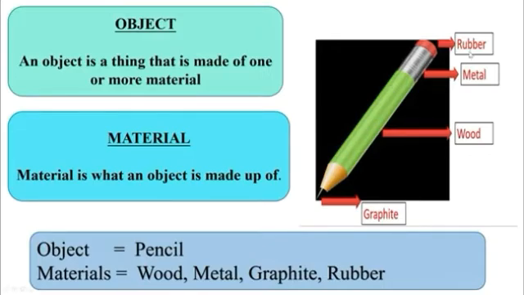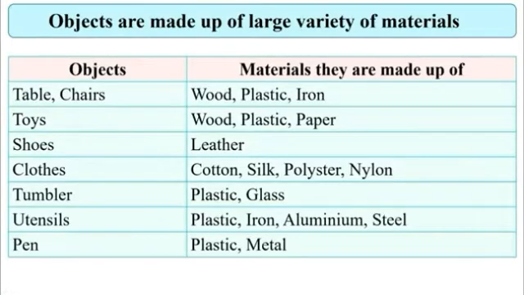Now you need to understand two important things. The first is that an object could be made up of a large variety of materials. What I mean to say is that tables and chairs could be made up of wood, plastic and iron. Similarly, utensils can be made up of plastic, iron, aluminium and steel. Even your clothes could be made up of cotton, silk, polyester, nylon, etc. And the other thing you need to understand is that a given material could be used to make a large number of objects, as you can see here.